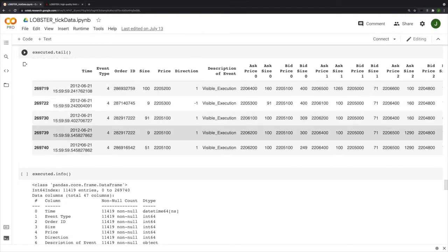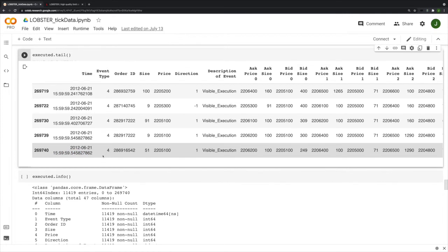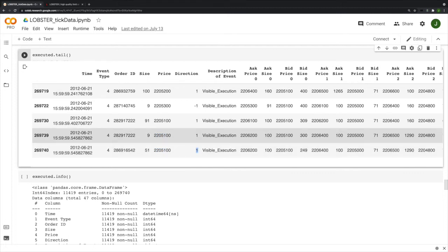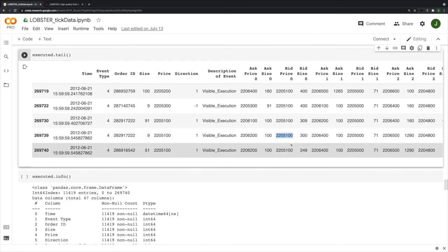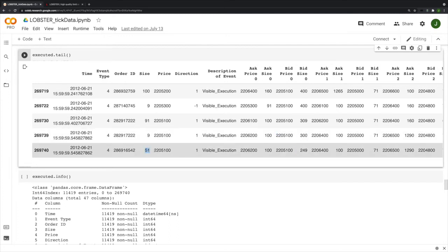All right, and then looking at the tail, the last one happened just milliseconds before 4 o'clock, probably when the exchange shut down, of course, at 4. And it was a visible execution for 51 shares at $220.51. It was a buy order. And it correlates with this best bid price from before. Now, the best bid size had been 300, so after this person bought 51 shares at $220.51, there were now only 249 of those shares left.